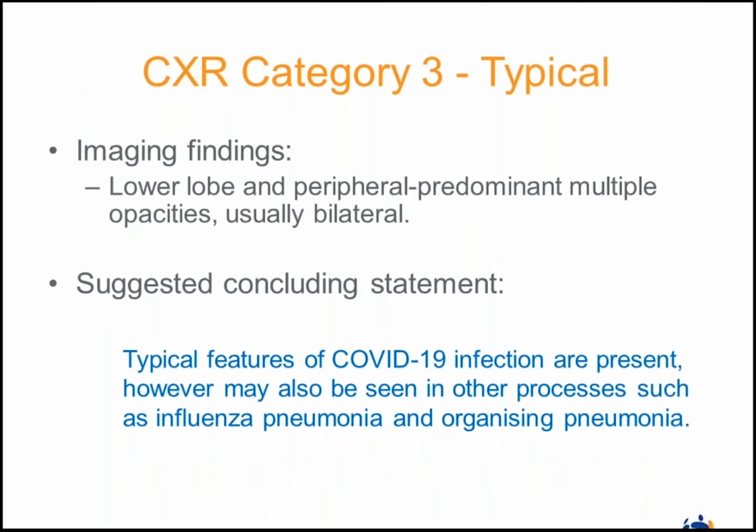The typical category, again, harder to pick up some of these subtle findings on the X-ray, but in principle they're the same as the typical findings on CT. Lower zone, peripheral, multiple opacities, bilateral. And then the concluding statement is typical features of infection from COVID, but you may still see it in other things like flu.